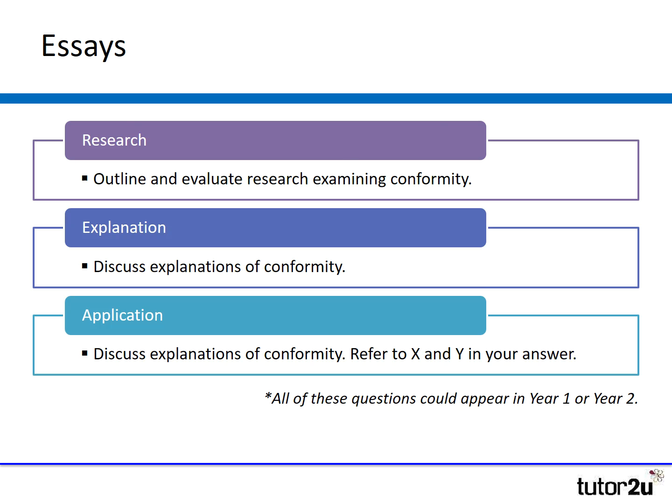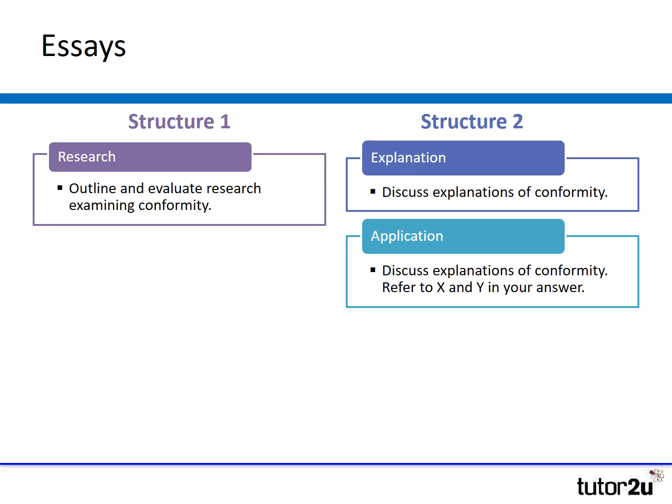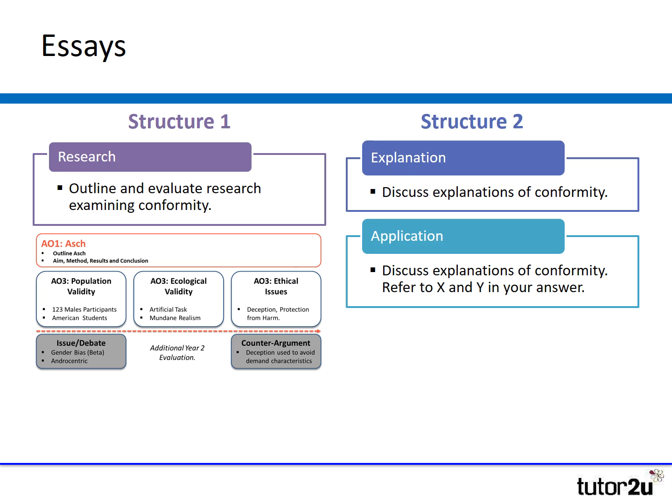All of those questions could appear in year 1 and year 2 as a 12 or a 16 mark variation. Now, although there's 3 questions, I would argue that there's actually only 2 different structures that you would use to tackle those questions. If it was the research question, outline and evaluate research into conformity, I would argue that you're going to take this approach. You do all of your knowledge first, so in this case you'd outline Asch. You then bring in 3 evaluation points if you're a year 1 student, or you might bring in 2 or 3 extended evaluation points if you're a year 2 student, and I'll talk more about that in a moment.